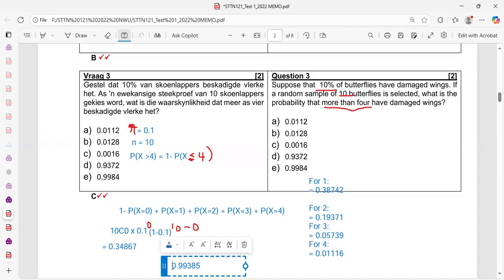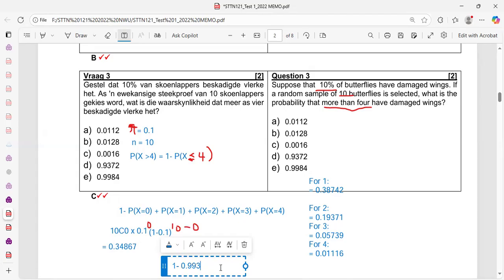No, no, no. Remember, don't forget 1 minus 0.99385. And then I got, let me just do it like this. So it's 1 minus 0.99983. Yeah, 9983.